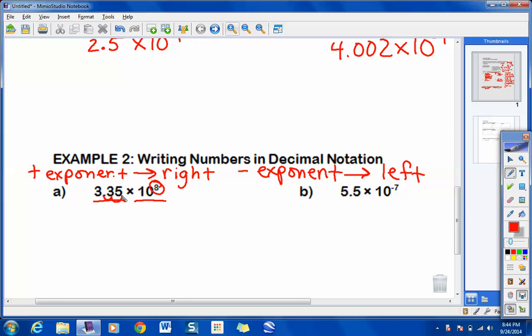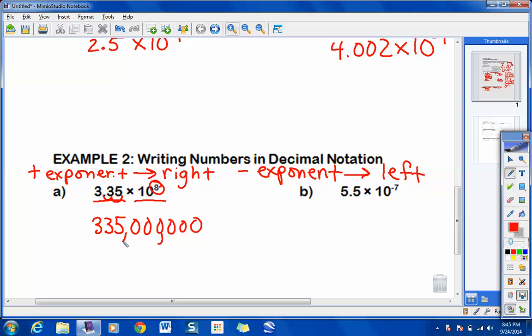So I'm going to have 3, 3, 5. That's 2 jumps right there. And then I'm going to have to add 6 more zeros to say that I've moved 8 places. So let's go ahead and do that. 1, 2, 3, 4, 5, 6. So the value 3.35 times 10 to the 8th in scientific notation is the same as 335 million in decimal notation. All right?